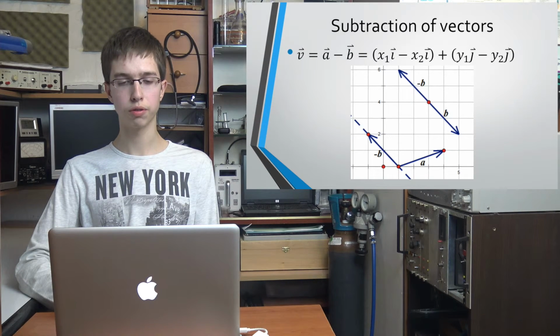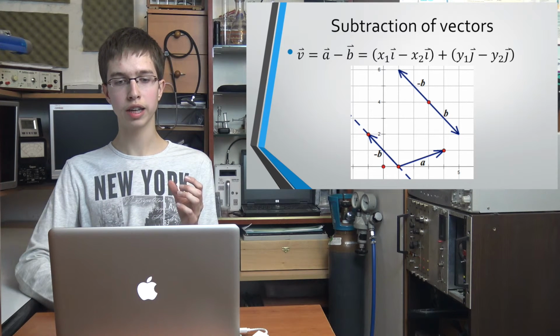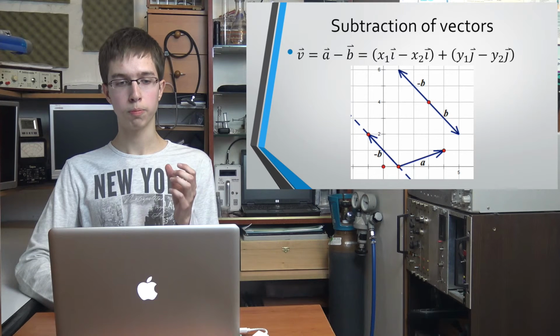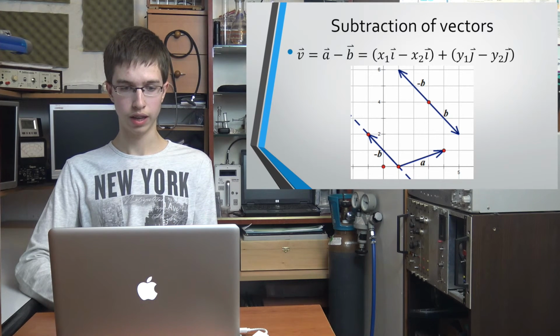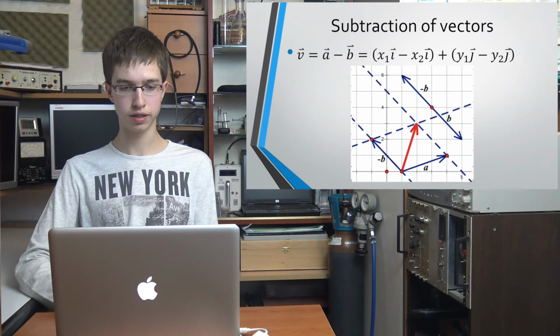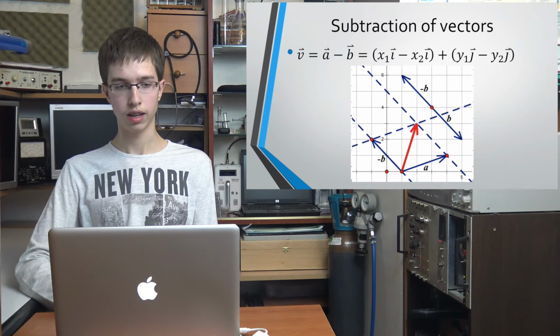Now subtraction of vectors is actually a method similar to addition of vectors, because we actually add vector minus B to vector A, which is the opposite vector of vector B. So we only change the sign of vector B. And we can see this method in the picture. So here is that red resultant vector.